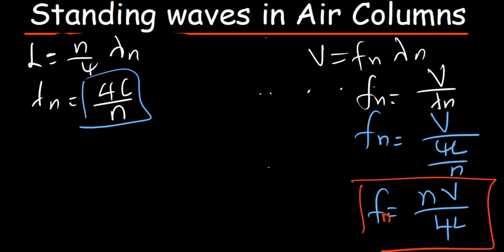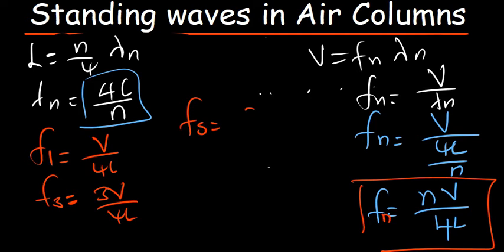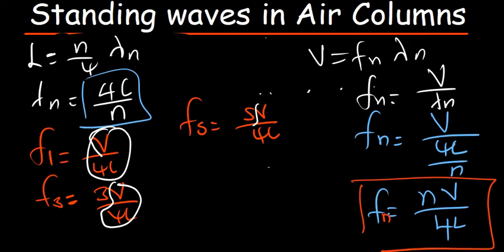So if n is equal to 1, we'll have this. Then if n is equal to 2, we'll have 2V divided by 4L. No, it can't be 2. Sorry. N can only be odd numbers. So if n is equal to 3, then you have 3V divided by 4L. Then if n is equal to 5, we'll have 5V divided by 4L. So you see that one thing here doesn't change. This part here, which I'm going to highlight in white, doesn't change.